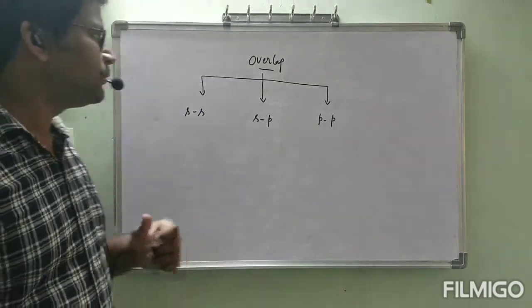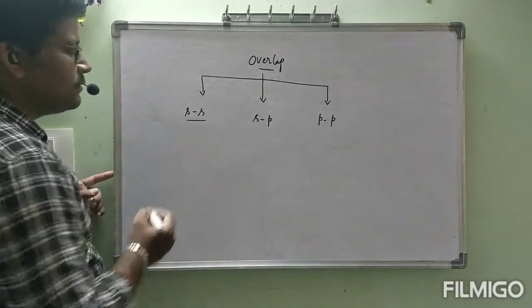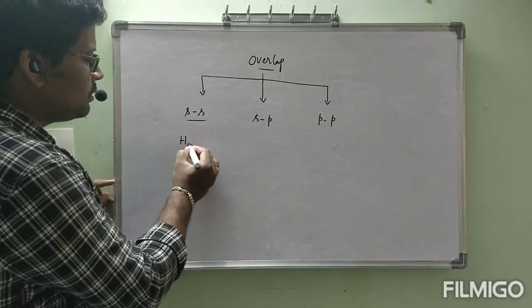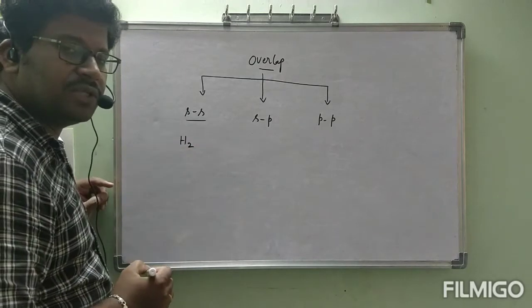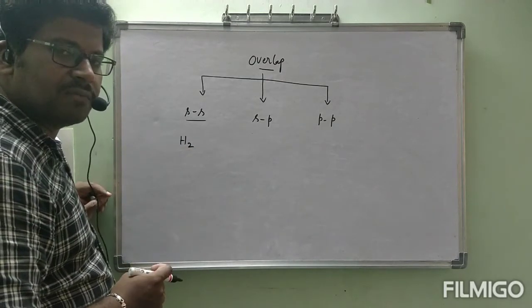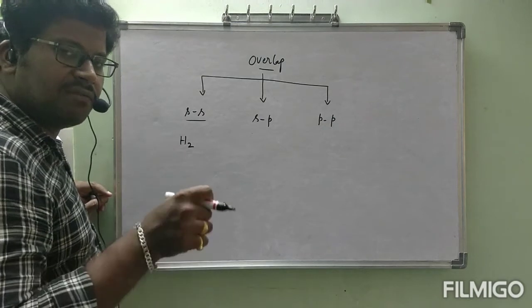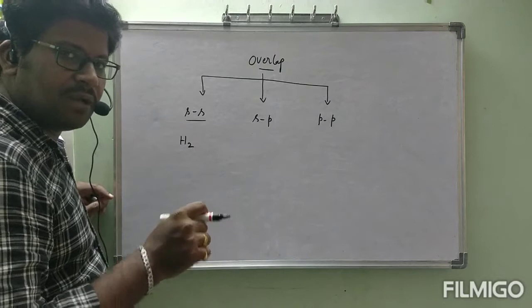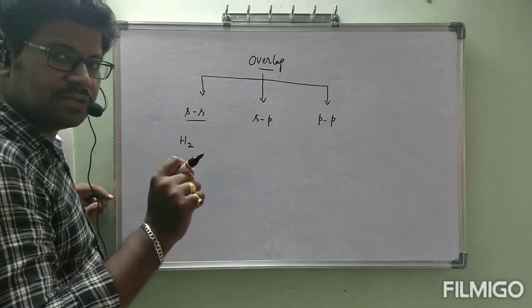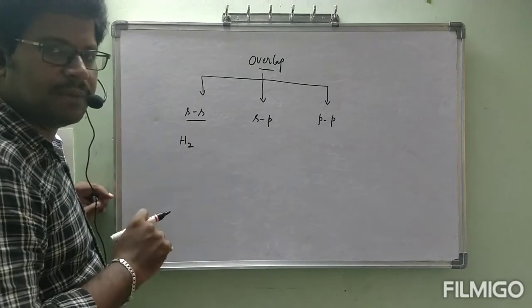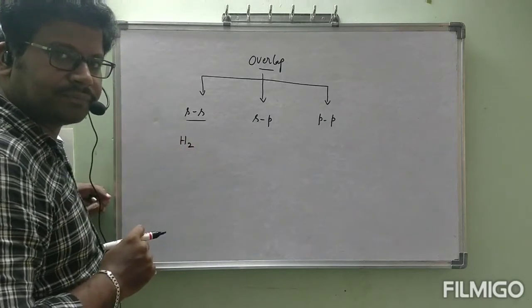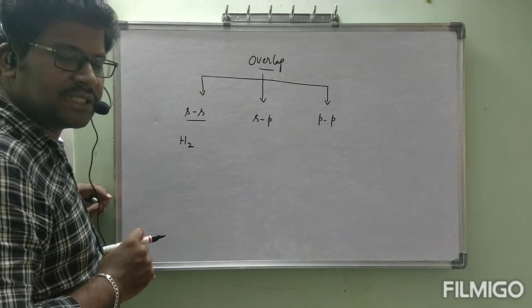Now let us see. In previous class we have seen the example for SS overlapping: formation of H2 molecule. In the formation of H2 molecule, the s orbital of the first hydrogen atom and the s orbital of the second hydrogen atom are involved in overlapping. That's why that is called SS overlapping.